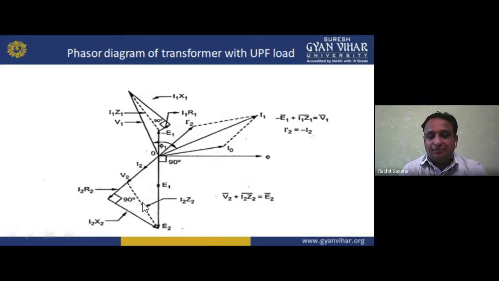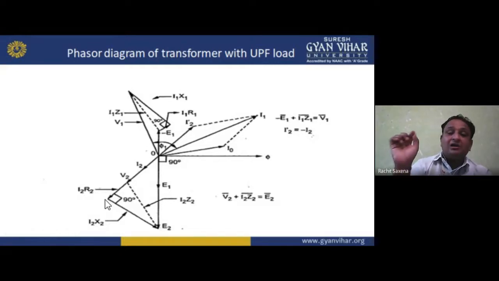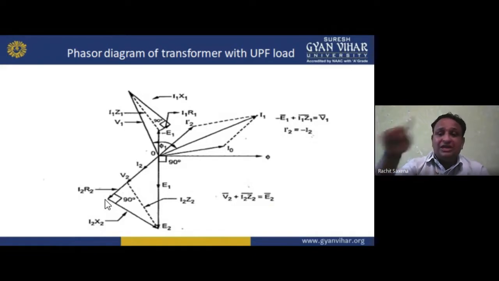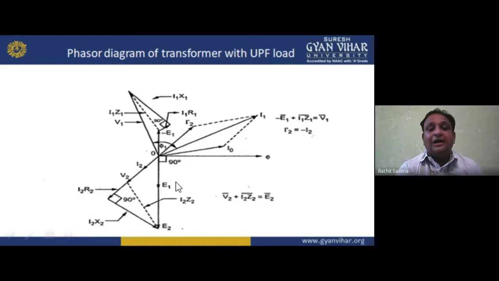Now see here, we have I2. I2 and R2 are in the same phase because the current is here. But X2 is always perpendicular to R2, because we write R2 plus jX2, where j represents the 90-degree shift. So with the 90-degree shift for X2, we can add them and get the resultant, that is I2 Z2. So the impedance triangle is there.